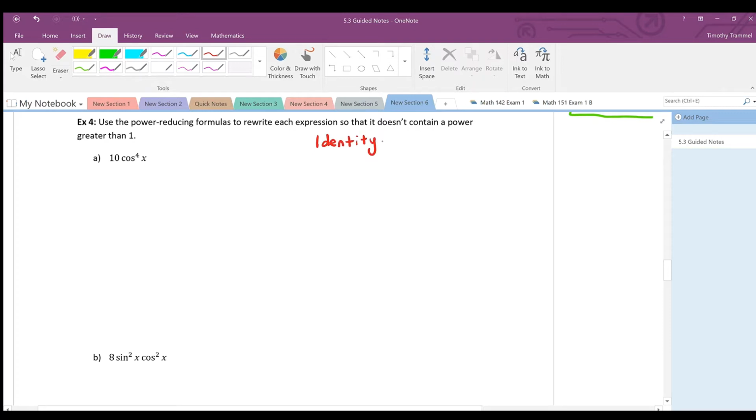So the identity that we're going to use here is cosine squared of theta is equal to 1/2 times 1 plus cosine of 2 theta. And the reason that this is called a power reducing formula is we go from a power of 2 to a power of 1. The exchange, though, that happens here is, unfortunately, we go from theta to 2 theta.